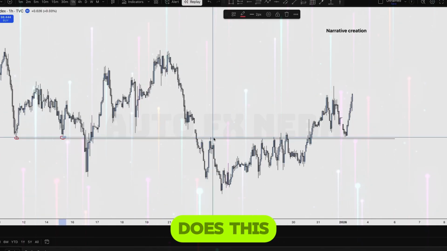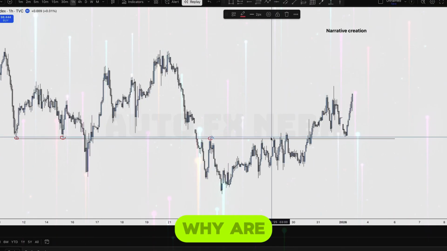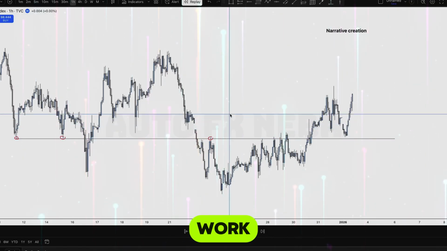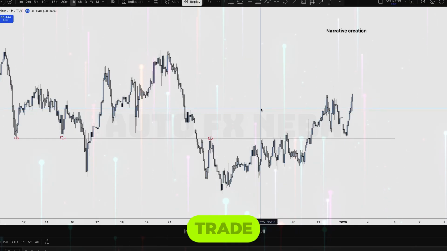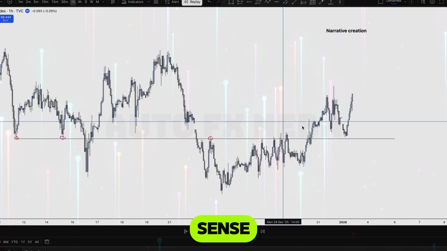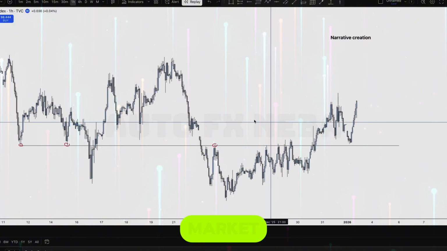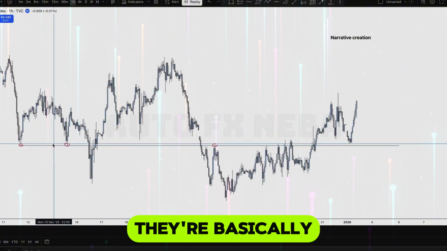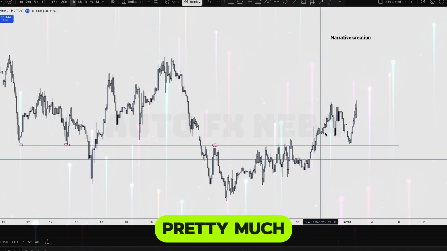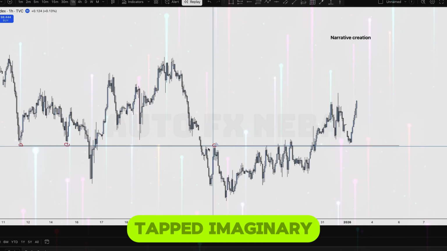Now, why does this not work so well in reality? Why are there so many people trading with this concept and completely failing to make it work? Well, pretty much for the same reason that most people trade most concepts and fail to make them work. That is because it makes no sense. They are not making sense of what's happening in the market by drawing these lines. They're basically just setting up some arbitrary level that they will buy or sell with pretty much no reason other than, well, because it tapped an imaginary line.